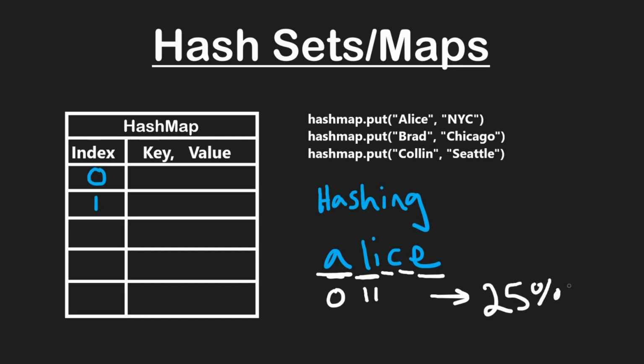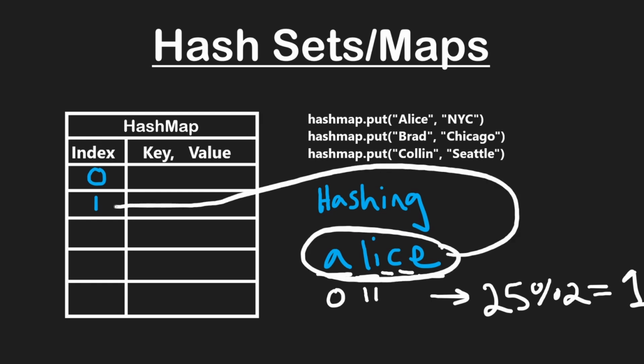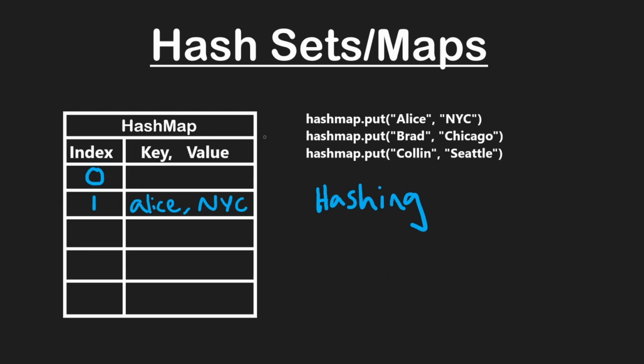So modding this by 2 in this case would lead to 1. So then we'd say Alice is going to be inserted at index 1. The key is going to be Alice, and the value is going to be the city that she lives in, which let's say is New York City in this case. Now we're going to insert a couple more values, but suppose we wanted to first get Alice. We could do that in O of 1 time.